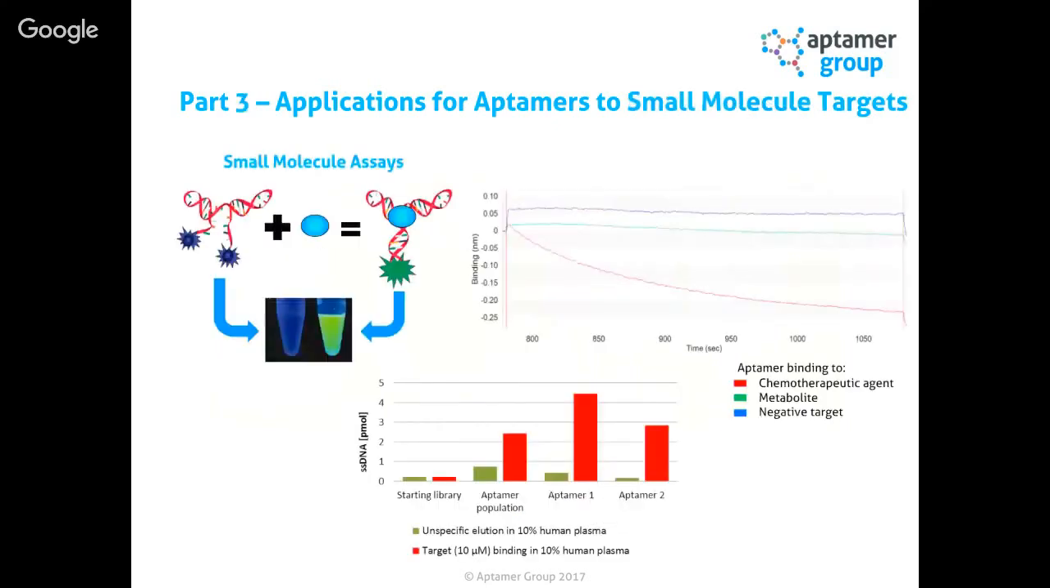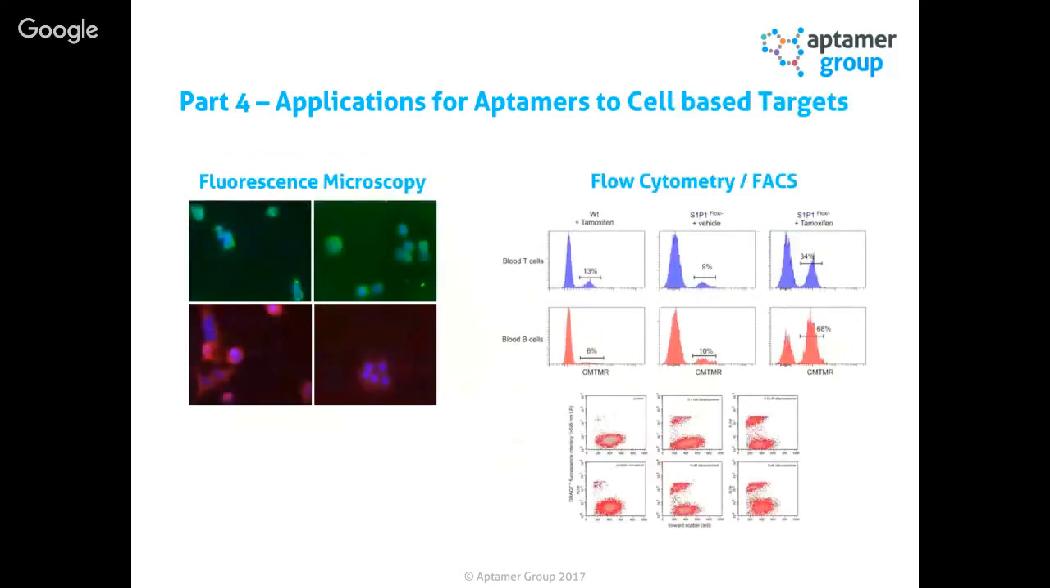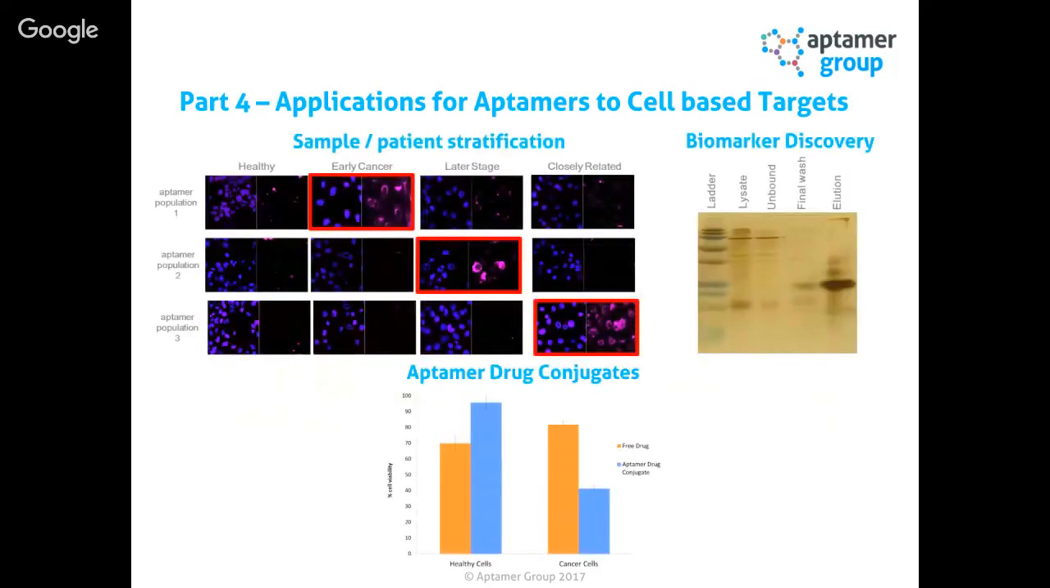And then later in the year, we'll be coming back to the aptamers against small molecules with a couple of case studies there of using aptamers in a simple fluorescence-based assay, and using aptamers, as you can see at the bottom, to recognize target in a complex matrix like plasma. And then, as we mentioned right at the start, planned for next year is an aptamer cell-based seminar where we'll be looking at processes like fluorescence microscopy, flow cytometry, and even patient stratification, biomarker discovery, and drug delivery.